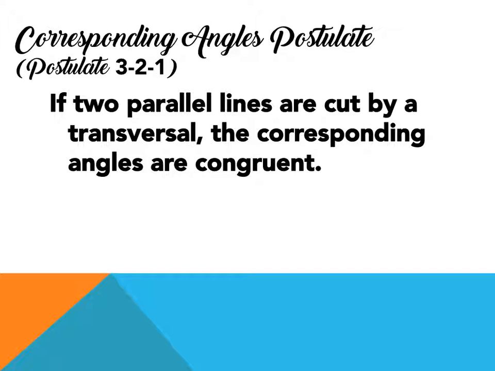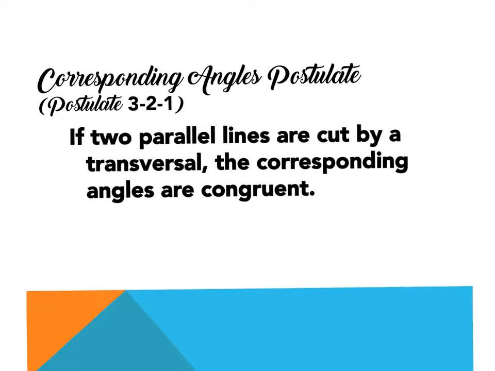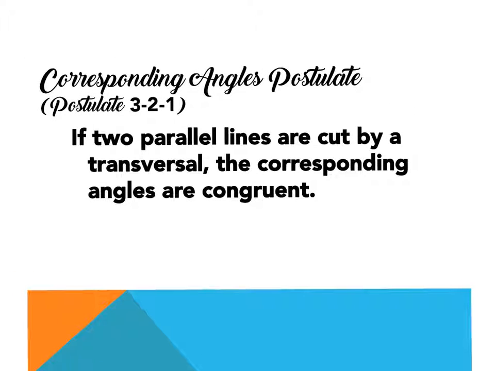Okay, so now we're saying what happens if the lines that these are cut by are parallel? So every single postulate and theorem that you're learning today, God bless you, are going to start with the same words. If two parallel lines are cut by a transversal, then what? So this one says corresponding angles are congruent.